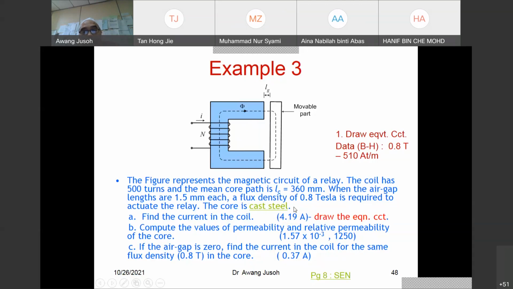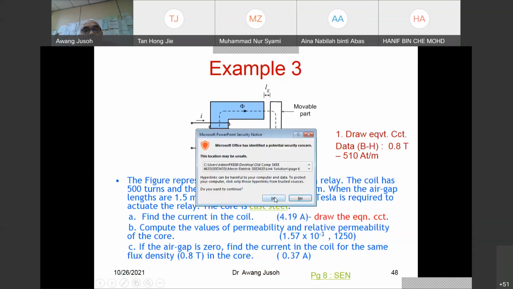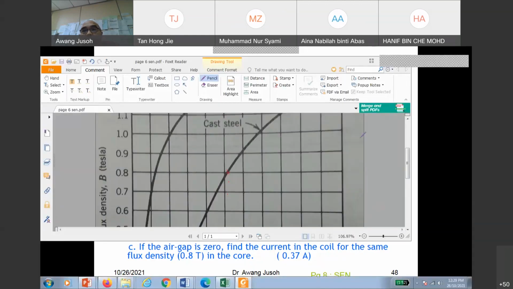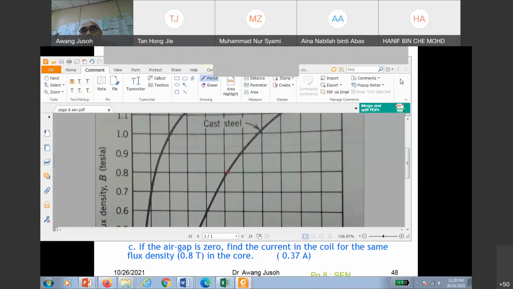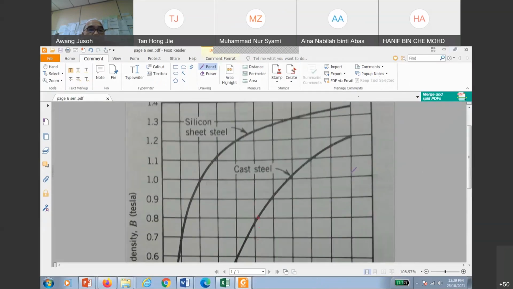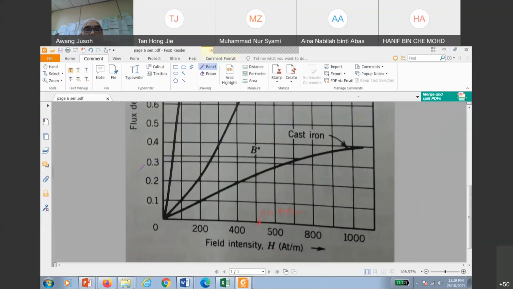What happened at 0.8 Tesla? So they give a data sheet there. You click data sheet here, okay. This is a data sheet for the relay just now. Okay, this is a B-H curve. This is a B versus H curve.